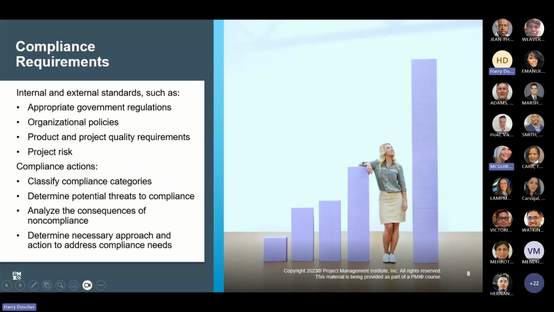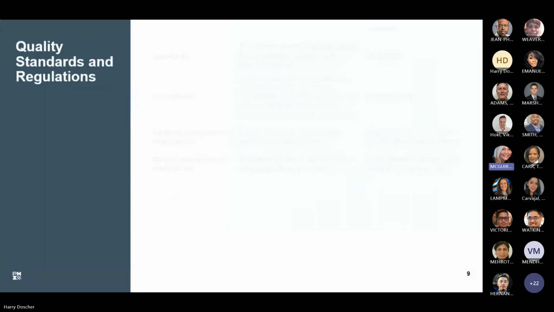Some of the actions that you need to take to make sure that you address the compliance of the project: classifying the compliance categories, determining potential threats to compliance, analyzing the consequences of non-compliance, being able to do a trade-off there, especially need to involve the key stakeholders on that. Determine the necessary approach and actions to address the compliance needs, in order to make sure you're delivering what will be saleable and what will be usable.